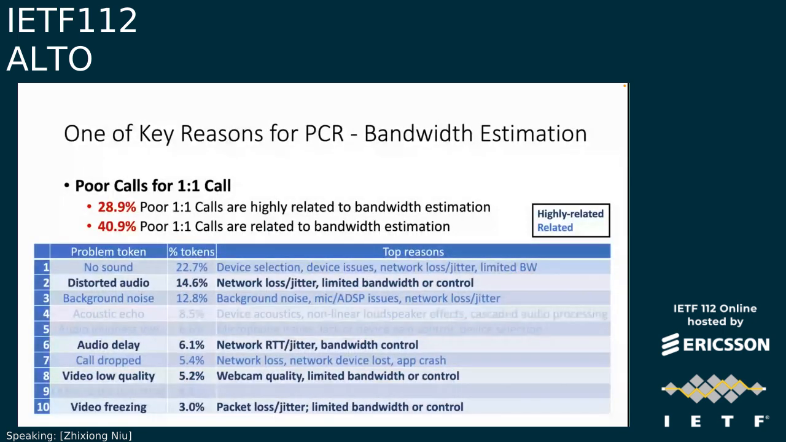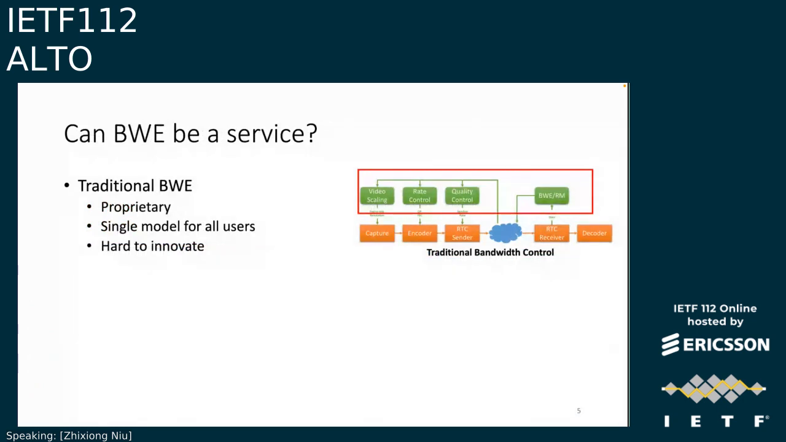Bandwidth estimation actually is one of the key reasons of the poor call rate. In the table, we list the top 10 reasons for poor calls. You can see that 28.9% of poor calls are highly related to bandwidth estimation, and 40.9% are related to bandwidth estimation. The problems include no sound, distorted audio, background noise, audio delay, call dropped, low video quality, and video freezing. So there's a question that comes to us.